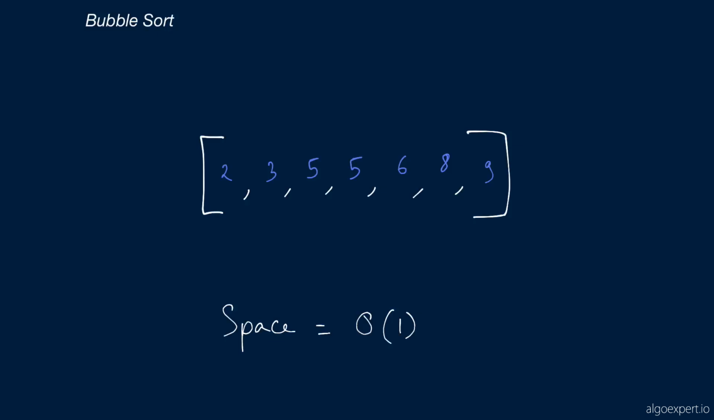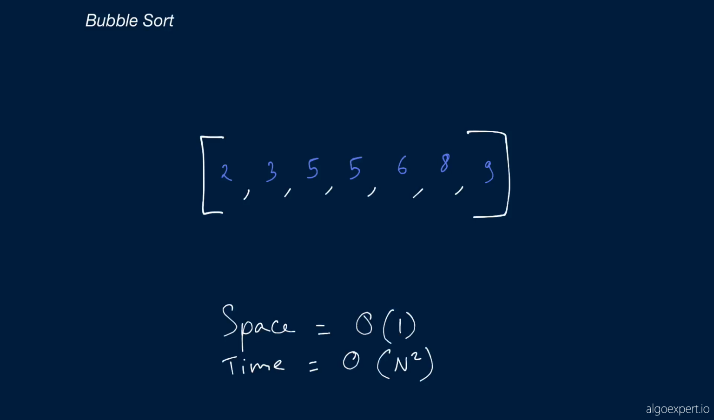Now, the time complexity is going to be O of n squared, where n is the length of our input array. Why is it O of n squared? Well, it's O of n squared because we are looping through the array multiple times, right? We're looping through the array until the array gets sorted. And in the worst case, or even in the average case, we're going to be doing a bunch of for loops through this array. And so its time complexity is going to be O of n squared.